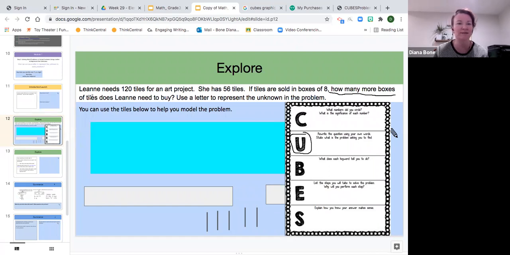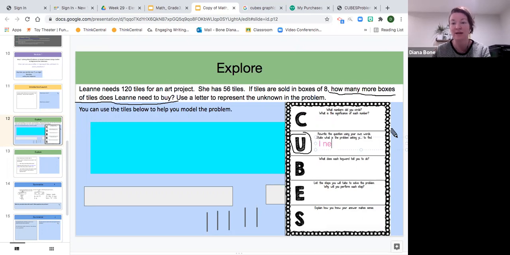You're underlining the question. So you can really take a moment to ask yourself, what do I even need to find? I would have my kids rewrite the question in their own words. Because students will just say, I'm going to find how many more boxes of tiles does Leanne need to buy? And they just read it back to you.